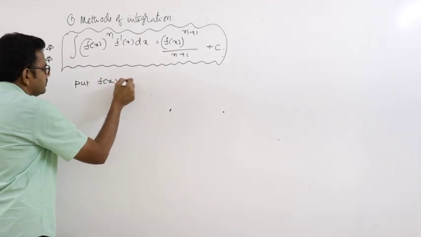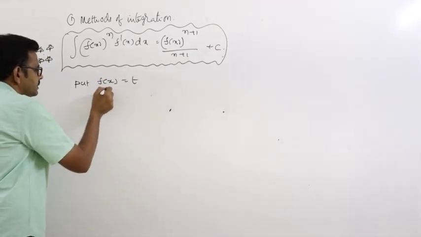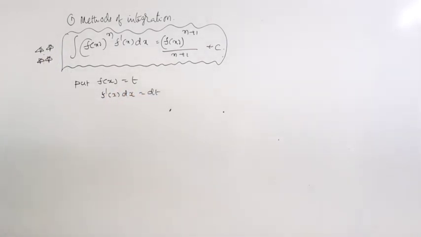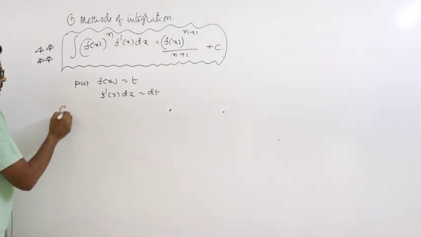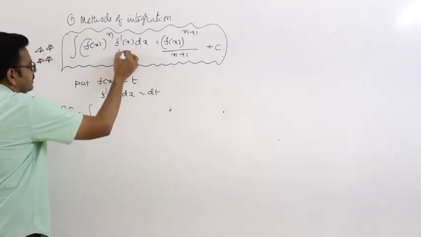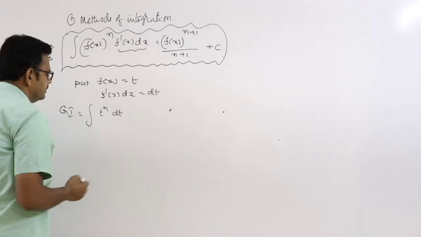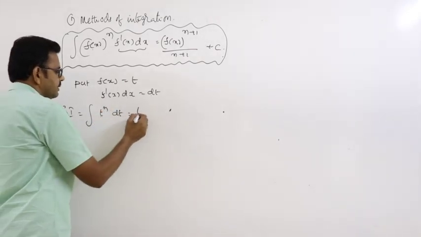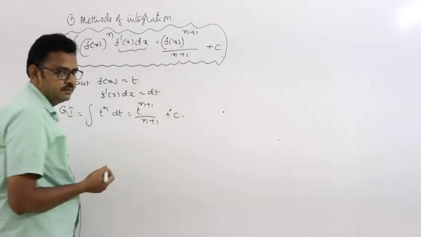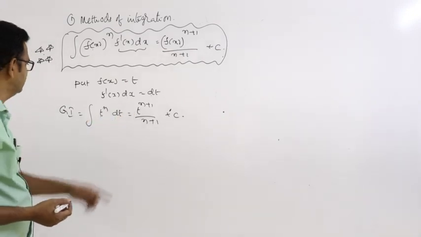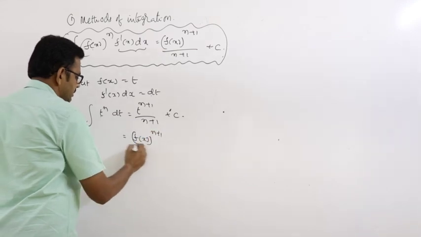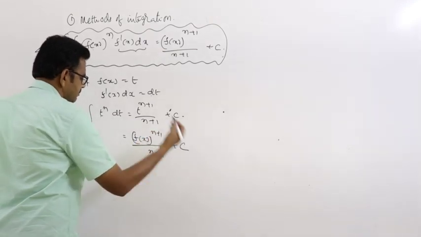Put f of x equal to t. Derivative is f dash x dx equal to dt. So the given integral becomes integral of t power n dt, which is t power n plus 1 by n plus 1 plus c, where t is equal to f of x, that is f of x whole power n plus 1 by n plus 1 plus c.